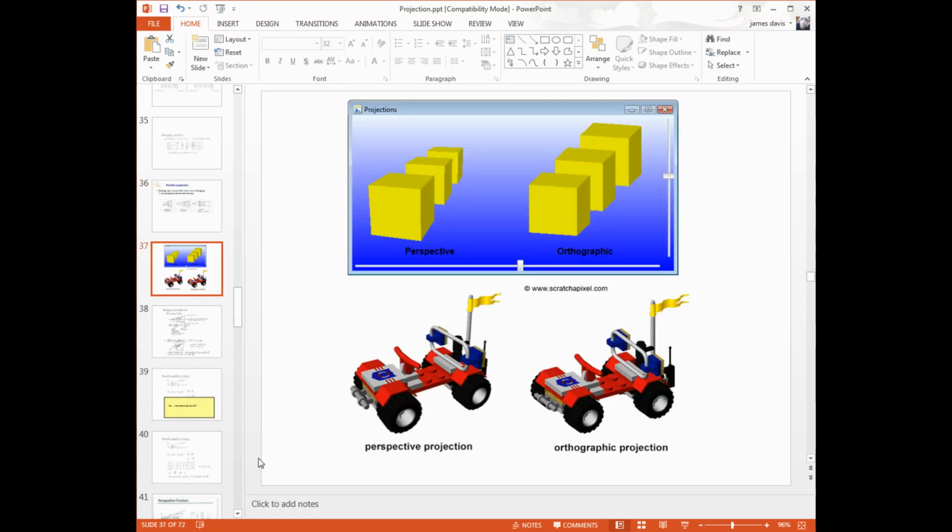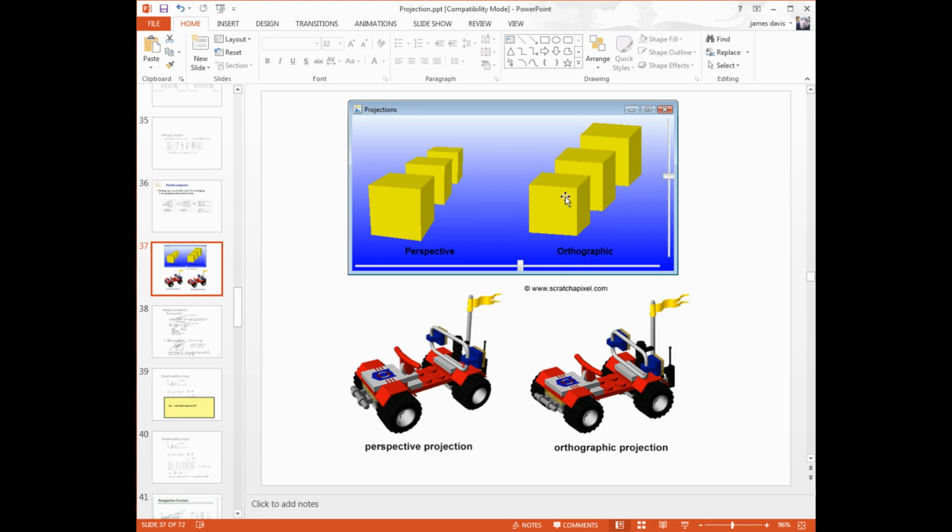So what does this look like? On the left, we see the perspective projection. This is what we're used to seeing because our eyes work this way. Closer objects look bigger, further away objects look smaller. We should see a sort of natural look on this Lego car on the bottom.